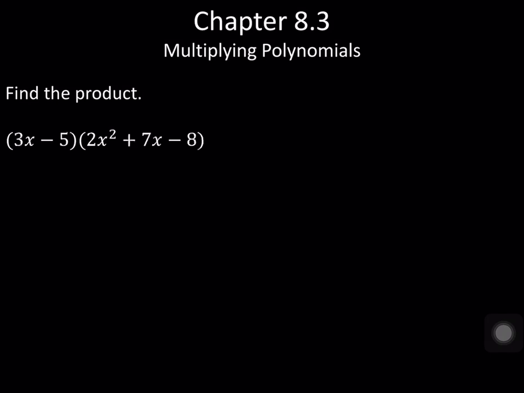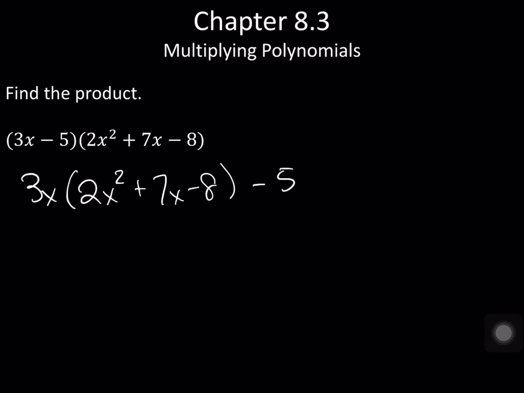So sometimes though, distribution worked with binomials, FOIL worked with binomials. Sometimes though, we have to go back and just do the good old tried and true distribution. A binomial times a trinomial, like the 3x minus 5 wants to get distributed. Okay? So the 3x wants to be multiplied by 2x squared plus 7x minus 8. And the minus 5 wants to be distributed to the 2x squared plus 7x minus 8.